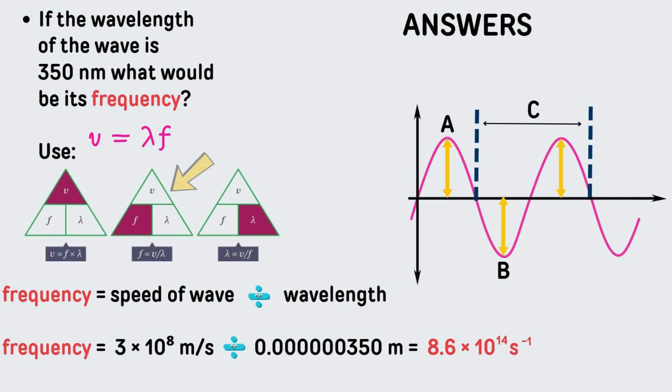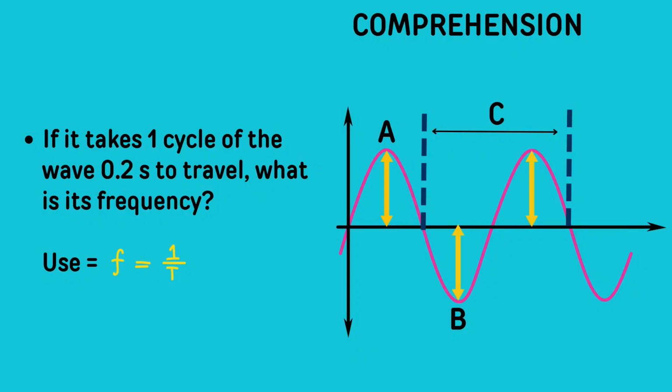0.000000350 meters. And we get a beautiful answer of 8.6 × 10¹⁴ per second. Please note that a per second is also equal to a hertz. So we can write 8.6 × 10¹⁴ hertz.